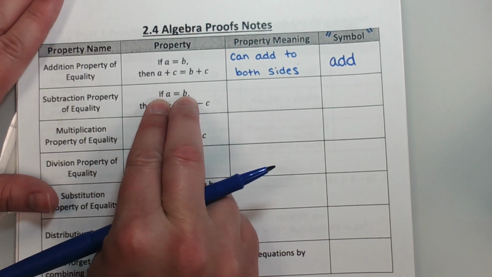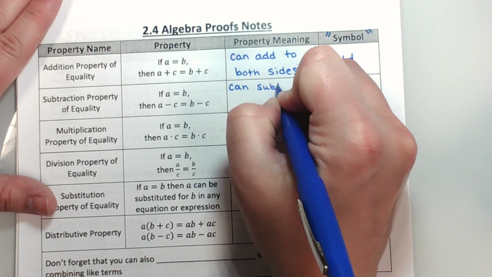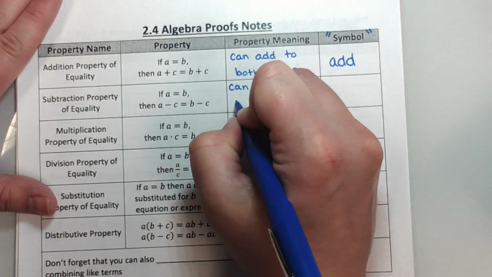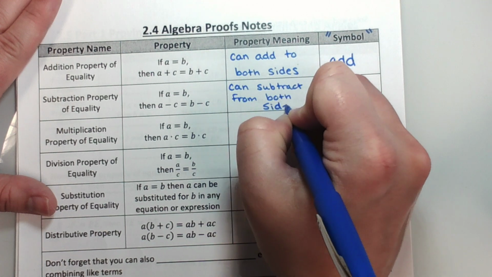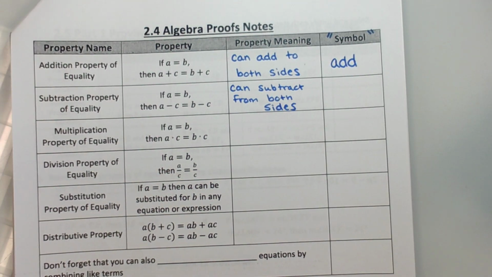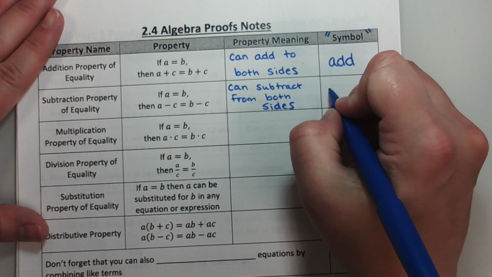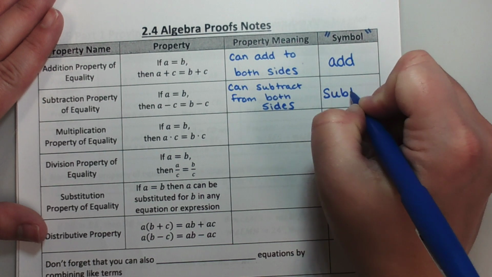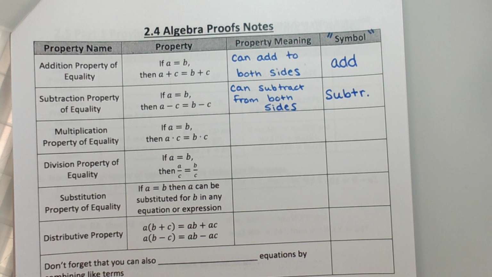Okay, subtraction property of equality. If you have something equal, you can subtract from both sides. Again, this is something you would have already known. The shortened version of subtraction property of equality, you can write the full word subtract. That's perfectly fine. You at least need to write all the way up to the R.